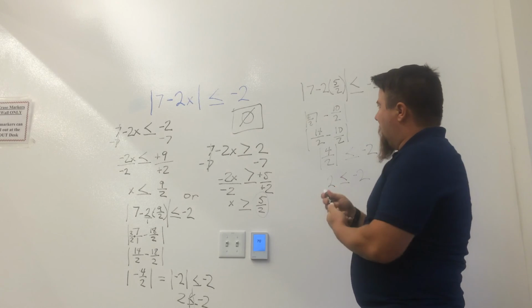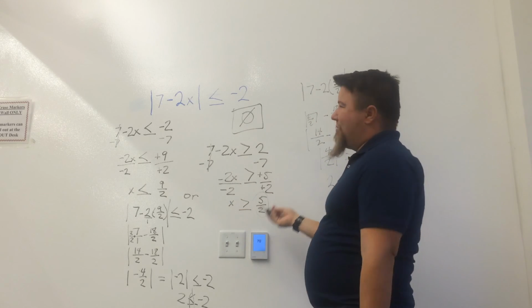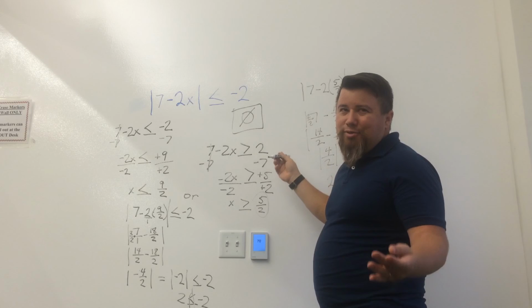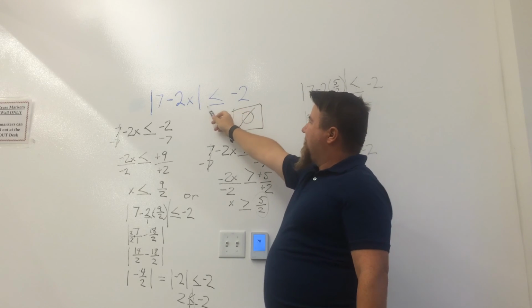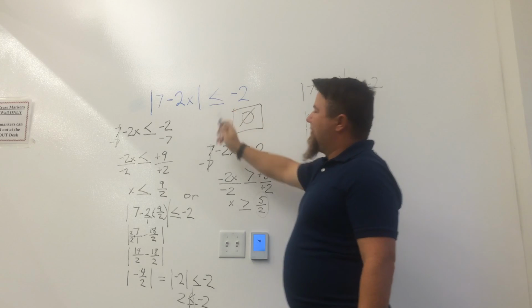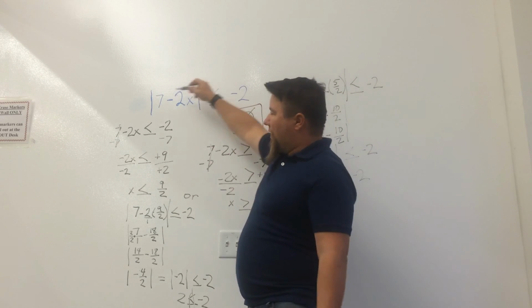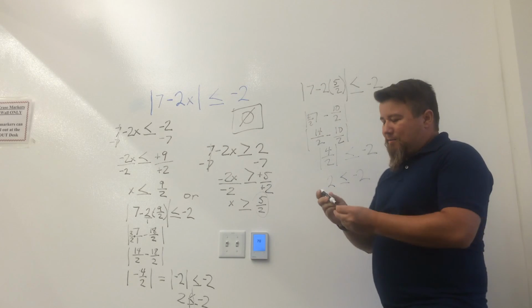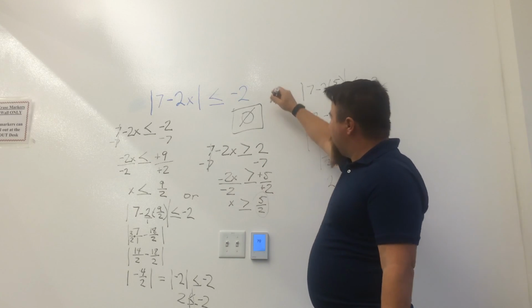So there you go, after doing all that math, you could have saved yourself a lot of time by just looking and knowing that there's nothing that's going to be less than negative 2 when you have an absolute value. So after checking all that, this is still true.